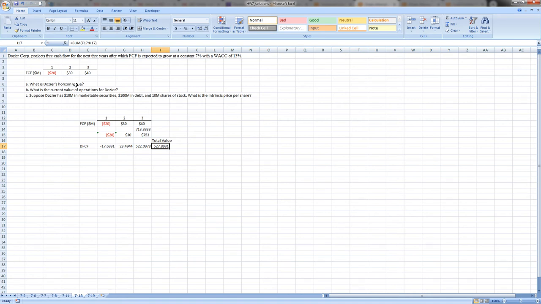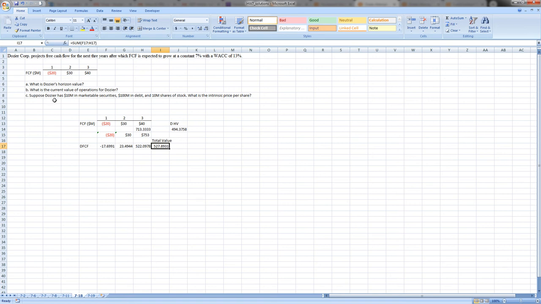The horizon value at year 3 is 713.33. If we wanted to discount it, we would have to divide this amount by 1 plus WACC to the power of 3. So the discounted horizon value is 494, but at year 3 it's 713. So the value of Dozier is 527 million and fraction. So that's part B.